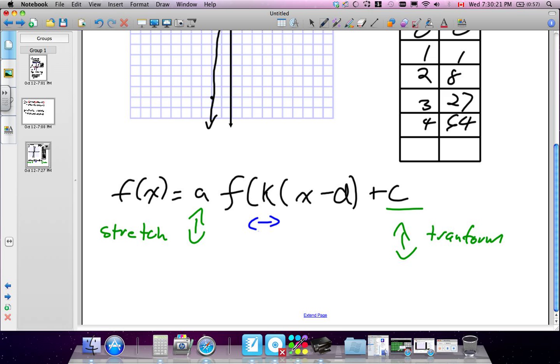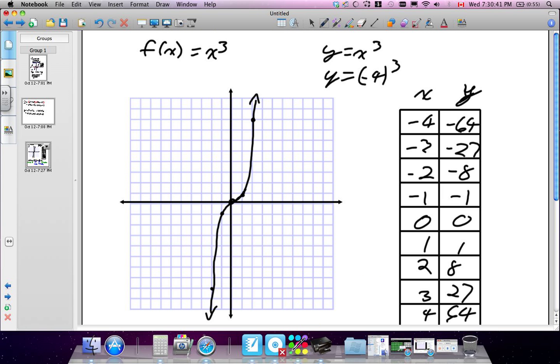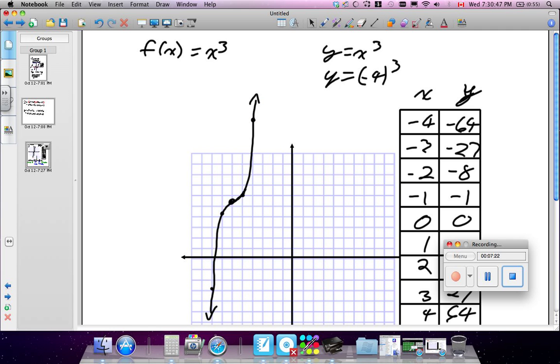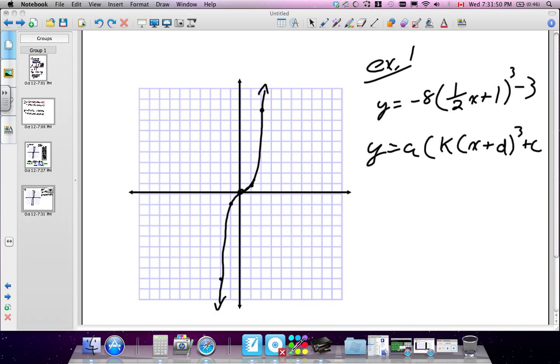Okay, so c is our up and down. This is transformation zone. This is a vertical stretch, up and down, and k is a horizontal stretch, and d is a horizontal translation. That's a lot of scribbling there. Okay, so you're familiar with all that stuff?